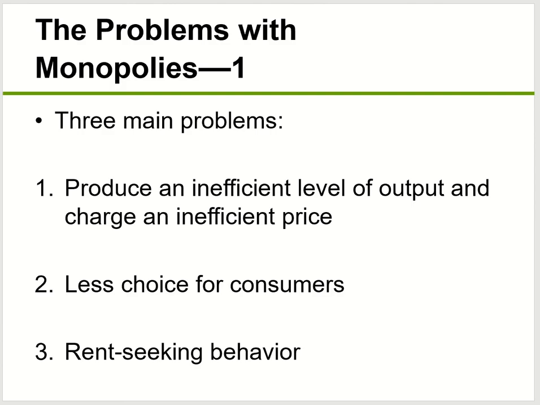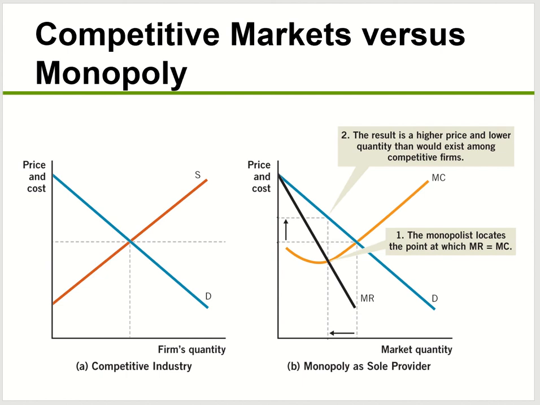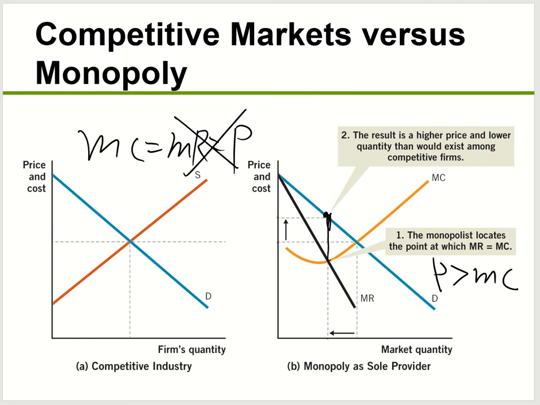All right, so here are some problems with monopoly. First, monopoly companies will produce an inefficient level of output and charge an inefficient price. Second, there will be fewer choices for consumers. And lastly, there's something called rent-seeking behavior. For this inefficiency, in perfect competition your marginal cost equals marginal revenue equals price. But for a monopoly company, they're not equal anymore. This part is different. A monopoly company is going to charge a very high price, more than the marginal cost.